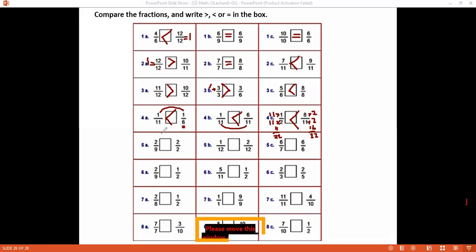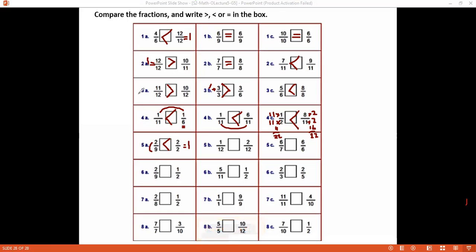Yes, miss. Yes, we have 2 over 9 and 2 over 2. What do you think? I'm going to help you: 2 over 2 is equal to 1. But 2 over 9 is a proper fraction, and proper fractions are less than 1. So it's less than 1, right? Okay.